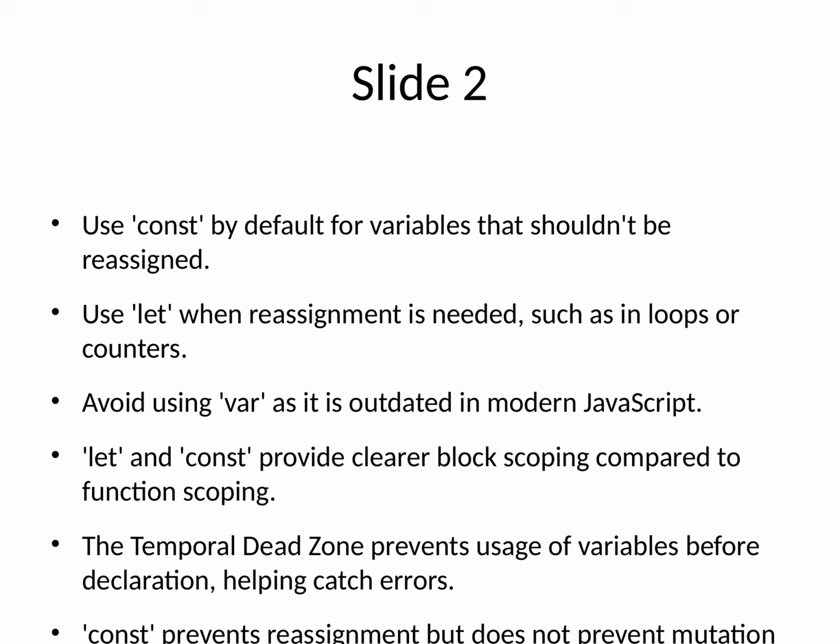Additionally, the temporal dead zone, a feature of let and const, prevents variables from being used before they are declared, which helps catch errors early. Finally, remember that while const prevents reassignment of a variable, it does not prevent mutation of the properties of objects or arrays. This means you can still modify the contents of an object or array declared with const. So be mindful of this behavior when working with complex data structures.